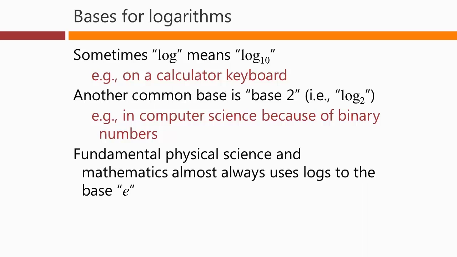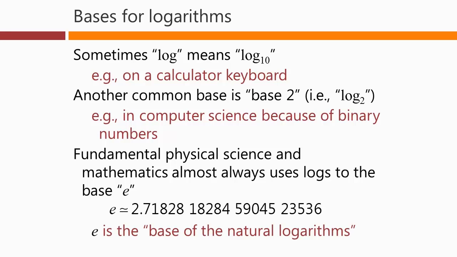Fundamental physical science and mathematics, however, almost always use logarithms to the base e, where e is this rather strange and irrational number here. It goes on and on and on. It's about 2.718. And it's called the base of the natural logarithms. And why we want to work with logarithms to that base will become clearer as we go further on. The mathematics becomes particularly elegant if we work with logarithms to the base e.